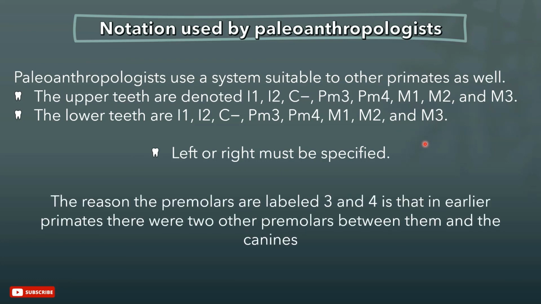The reason why the premolars are labeled PM3 and PM4 is that in the earlier primates there were 2 other premolars between them and the canines, so there was PM1 and 2 before.